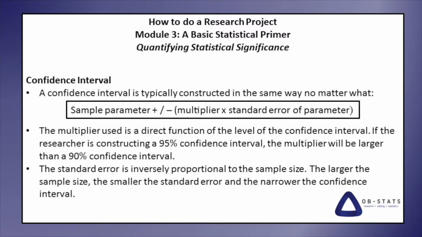However, a confidence interval is typically constructed in the same way no matter what, for it equals the sample parameter plus or minus the multiplier, multiplied by the standard error of the parameter. The multiplier used is a direct function of the level of the confidence interval.